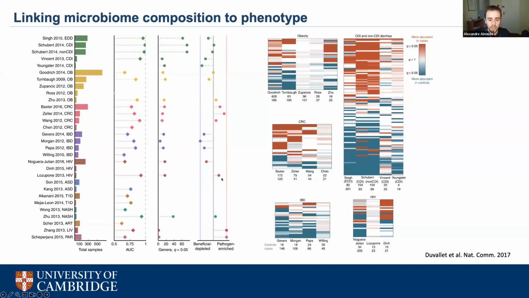And then on the right, you can see which direction that taxa is. So you could have taxa that are enriched in disease, which is what they call pathogen enriched, or enriched in health, which would be the beneficial depleted. And you can then also compare across different studies and look at what is the profile of all of these.